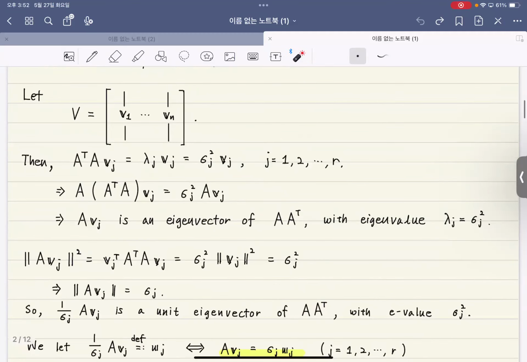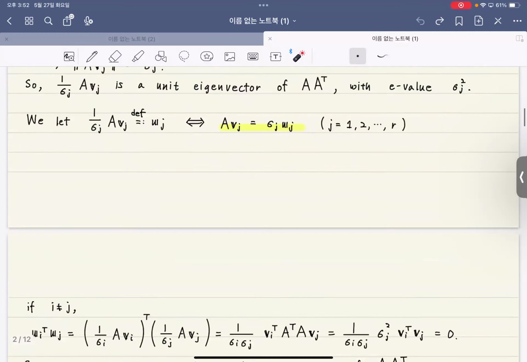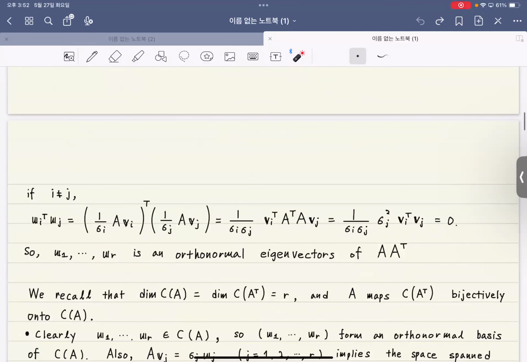Well, by our construction, V1 to VR are automatically linearly independent because they are orthonormal vectors. But are the resulting vectors linearly independent too? So we obtained the vectors U1 to UR. We have R many such vectors, and I want to make sure that these vectors are linearly independent. And actually, they are.